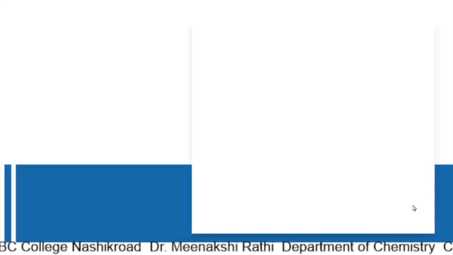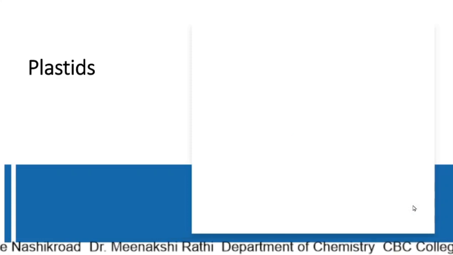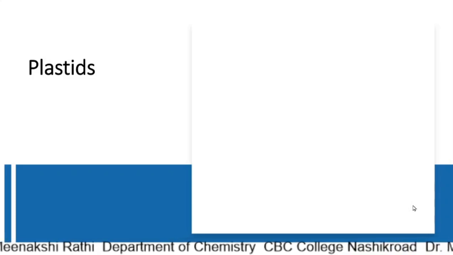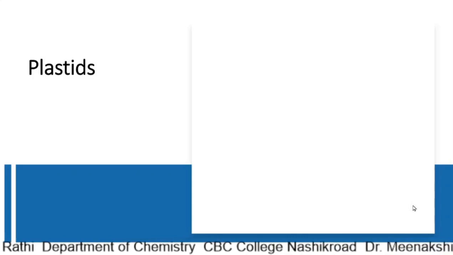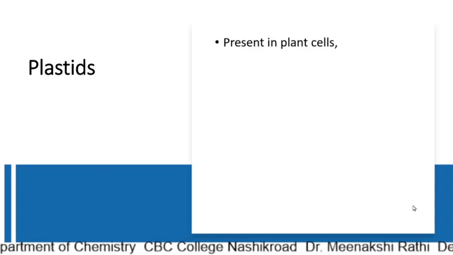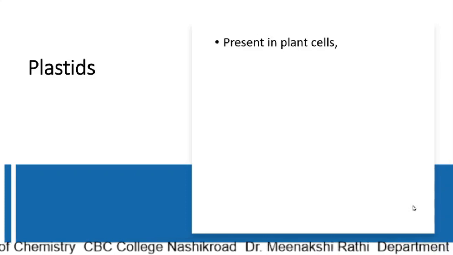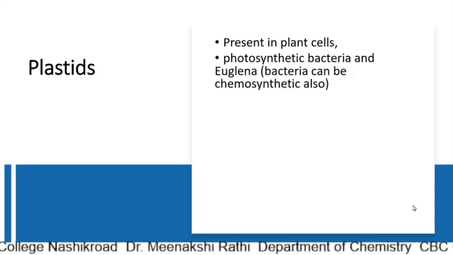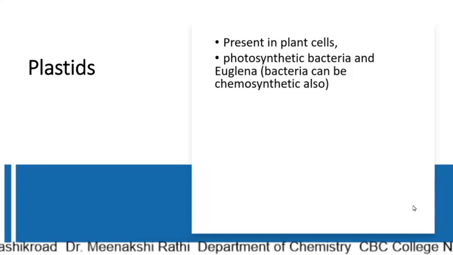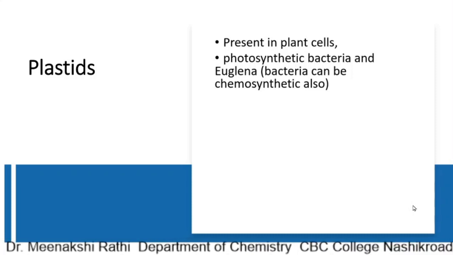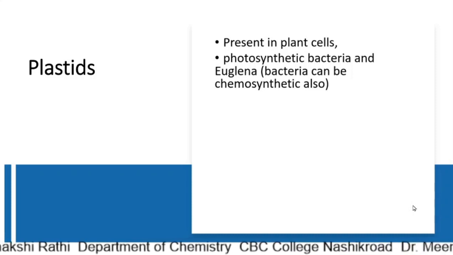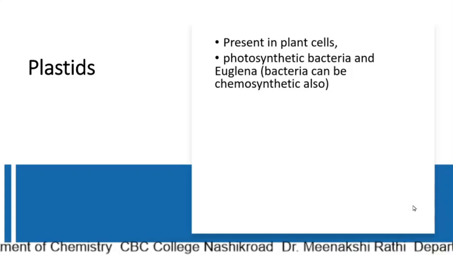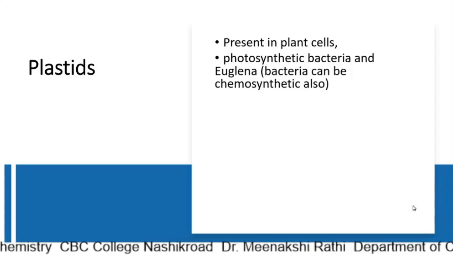Let's start with the next cell organelle, that is plastids. Plastids are self-replicating cytoplasmic organelles which are found only in plant cells. Plastids are absent in bacteria, certain fungi and animals, but they are present in some photosynthetic bacteria and euglena, which is also called chemosynthetic.